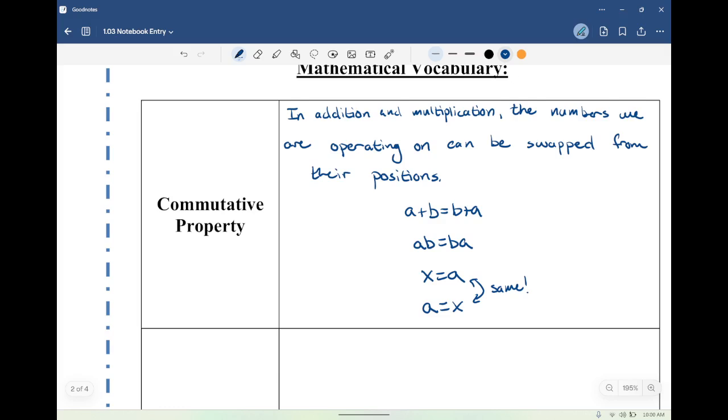And so all of these, again, are the same. We can swap sides of the equal sign. We can swap positions or order in addition and subtraction. Or sorry, addition and multiplication.